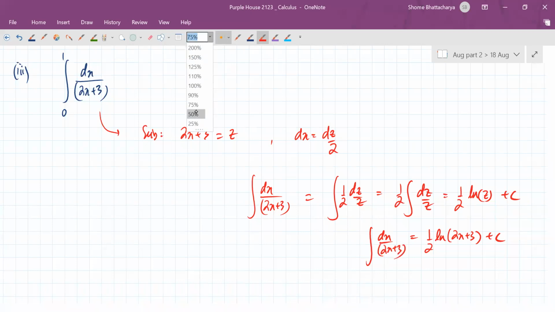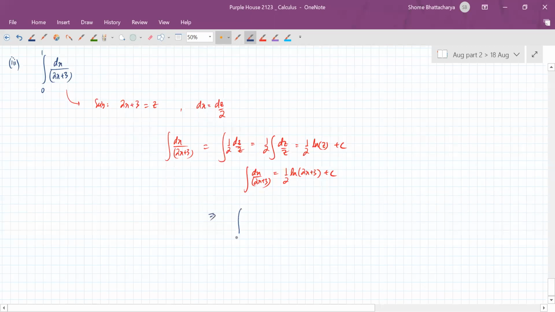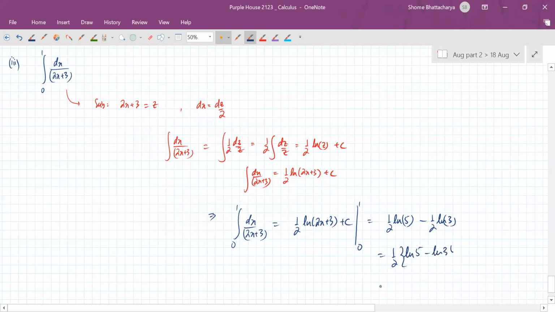So now when we put the limits on this, we just need to substitute the limits on the right hand side, on the antiderivative function. So upper limit will become 1 by 2 ln of 5, right? And the lower limit will become 1 by 2 ln of 3. So you can take 1 by 2 common. You can use the property of ln, that ln a minus ln b is ln a by b, and that becomes your answer.